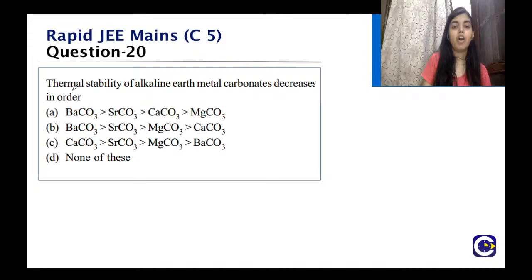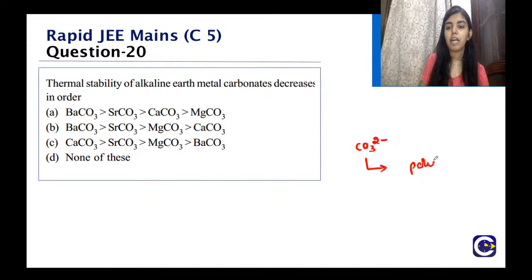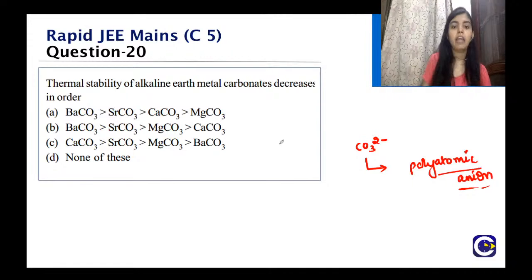Question number 20. Thermal stability of alkaline earth metal carbonates decreases in the order. Now this is very important. See, carbonate here is CO3 2 minus, right? It is a polyatomic anion. So in the case of a polyatomic ion, you can remember that the thermal stability of the metal compounds increases down the group.